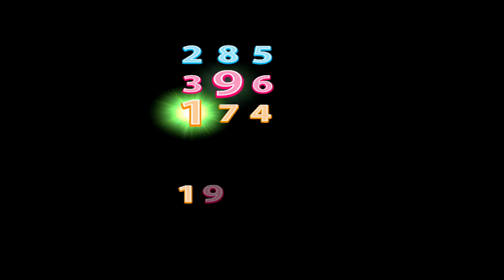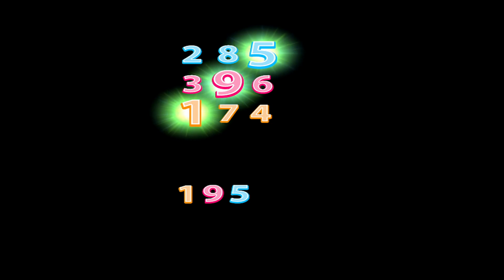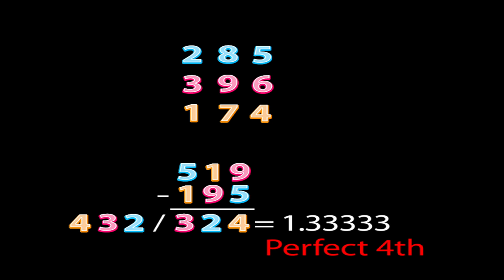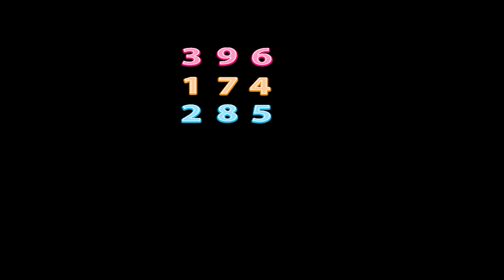Starting at the bottom left with the 1, go through the middle to the 9 and the 5, subtract that from its shifted pair, and I get 324, and I divide that by the 432, and I get a perfect fourth. In this matrix, I shifted the numbers yet again. The 1, 7, and the 4 is in the middle, the 3, 9, and the 6 is at the top, and the 2, 8, and the 5 is at the bottom.